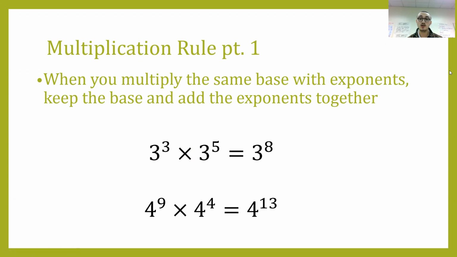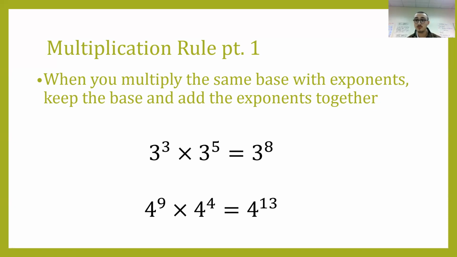First part, we are going to talk about the multiplication rule of exponents. When you multiply the same base with exponents, you're going to keep that base number and then add the exponents together. So if you look there, we have 3 to the third power times 3 to the fifth power. We are going to keep that 3. We're going to add together 3 and 5. So 3 and 5 together will get 8. We're going to get 3 to the 8th power.